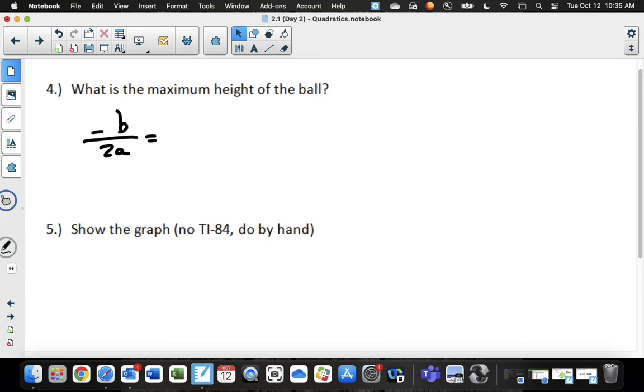Opposite of b is what? Negative 64? If I double the a value from the original one, we have negative 32. Divide, it comes out to be 2. There's the x-coordinate of the vertex.